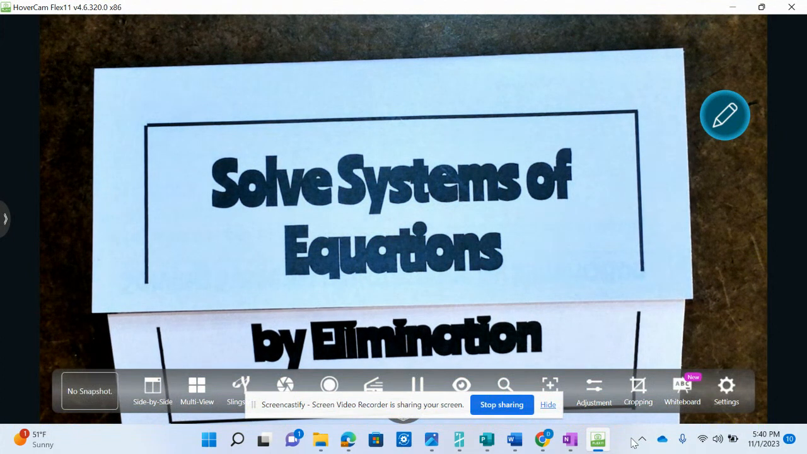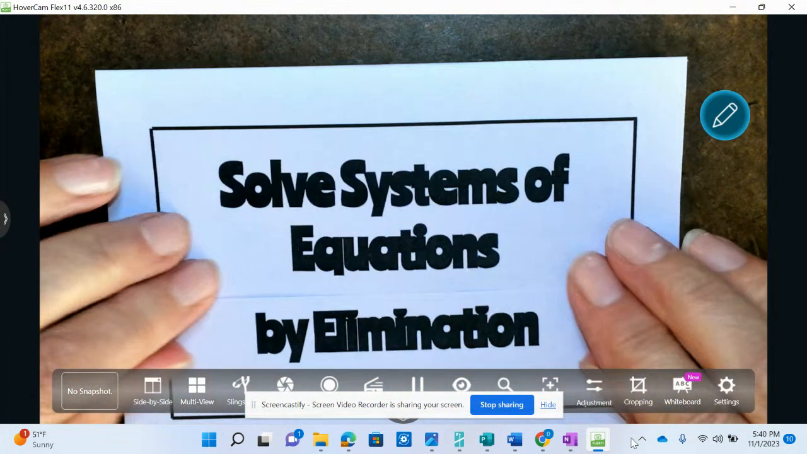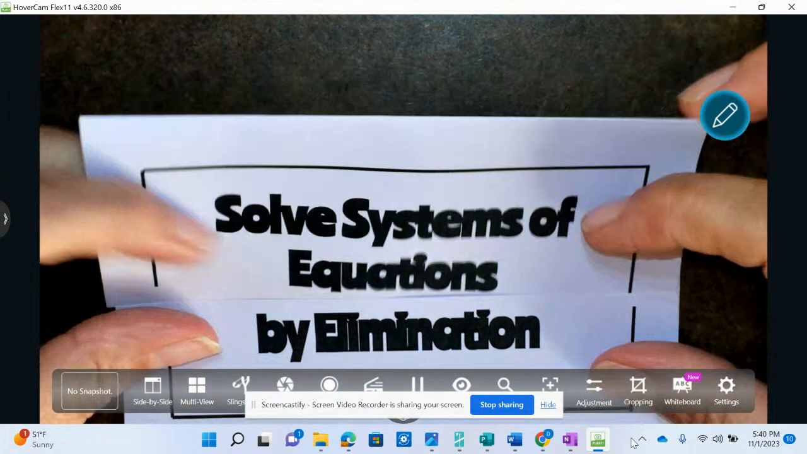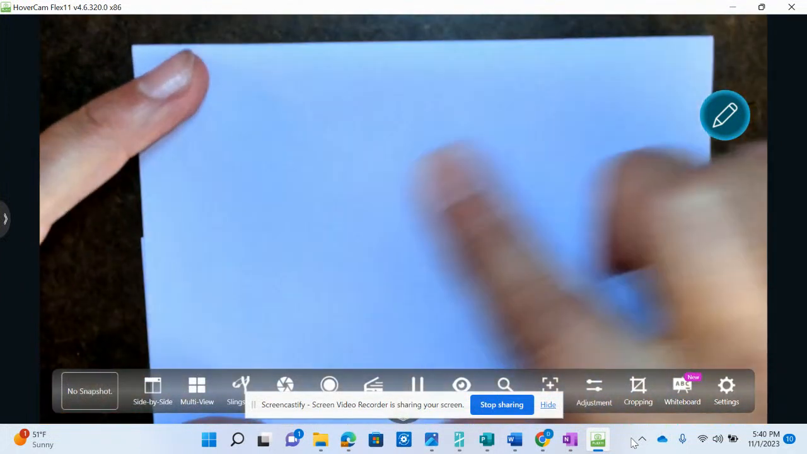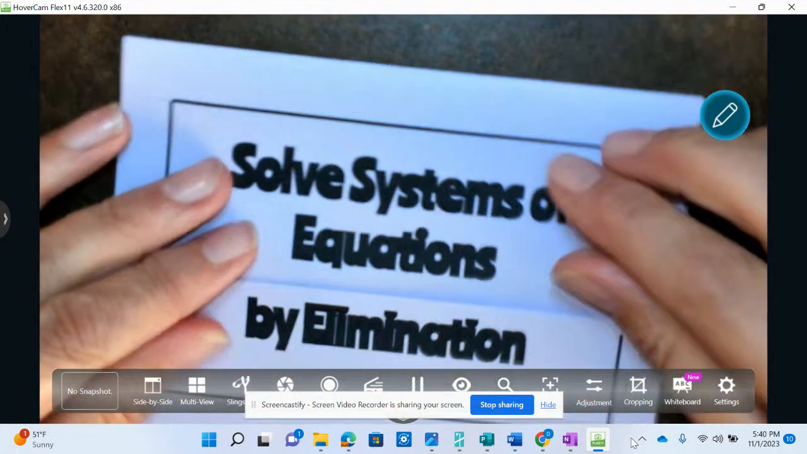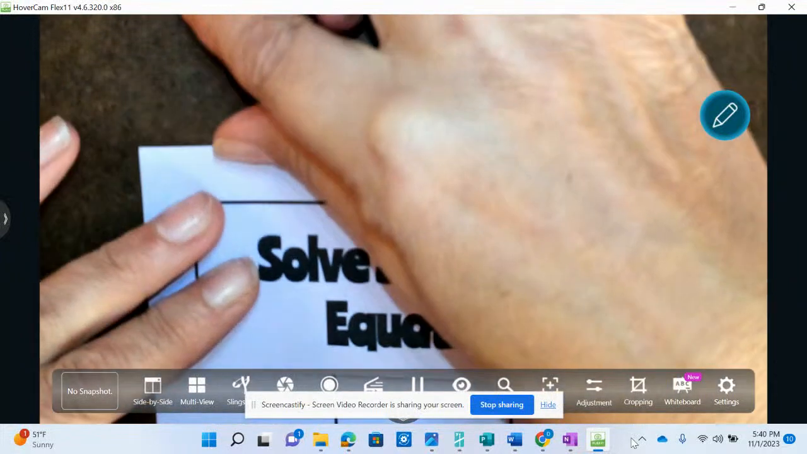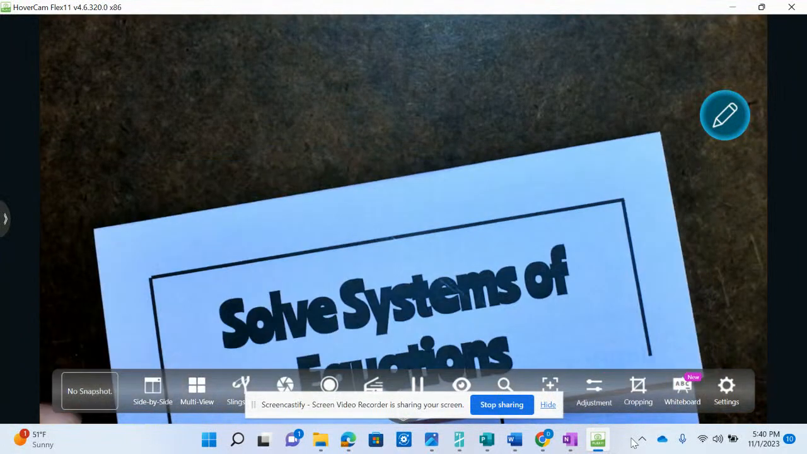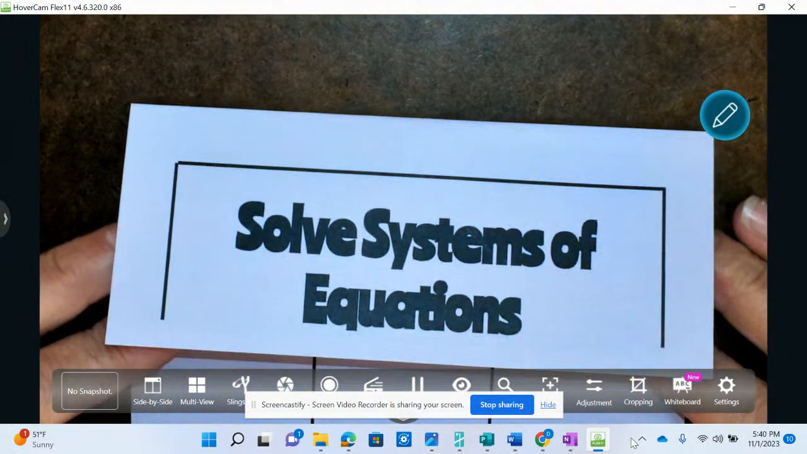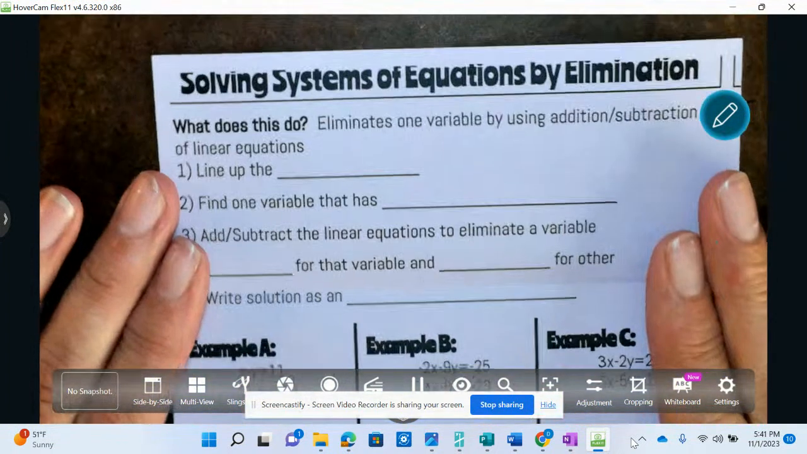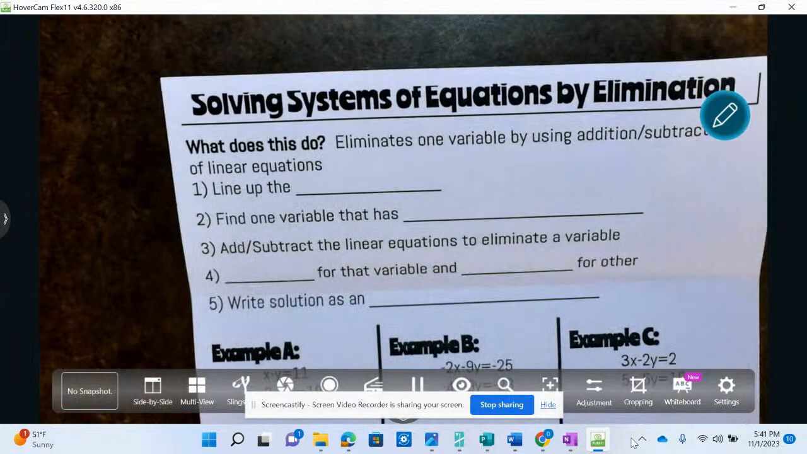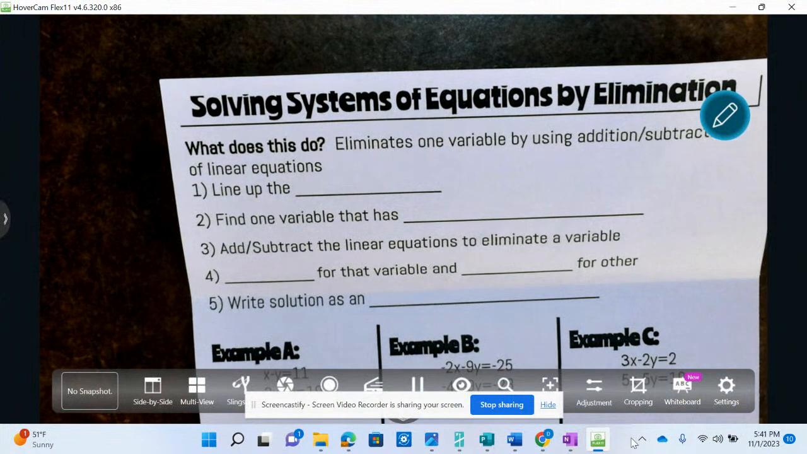So we're going to solve systems of equations by elimination. When you glue this into your journal, you're going to put glue on the back, and then you're just going to stick this in your journal. And that'll give you plenty of room up top for your I can statement. So remember, this is journal entry 4.3. Okay. So we're going to solve systems of equations by elimination.